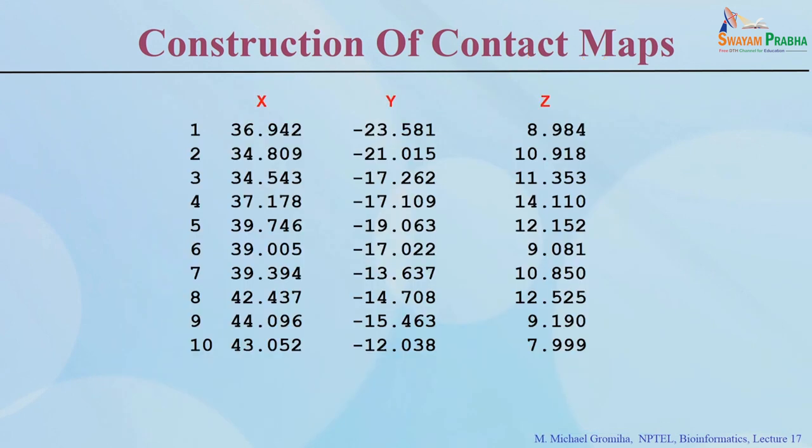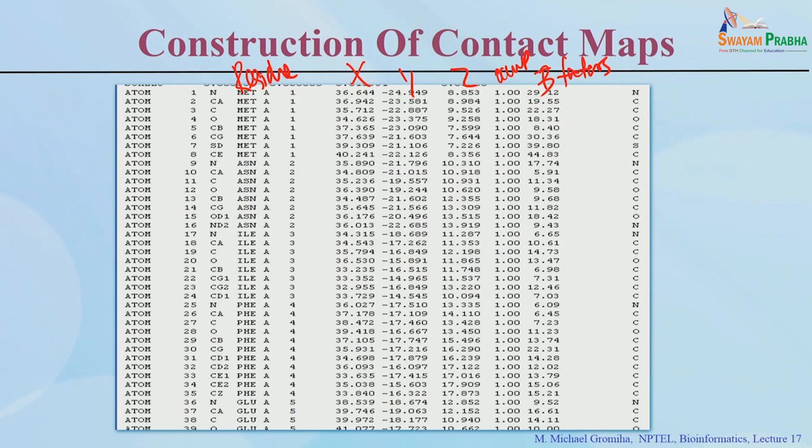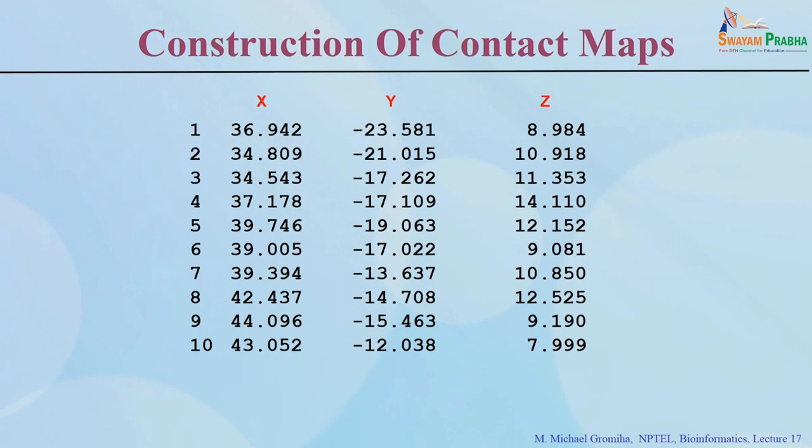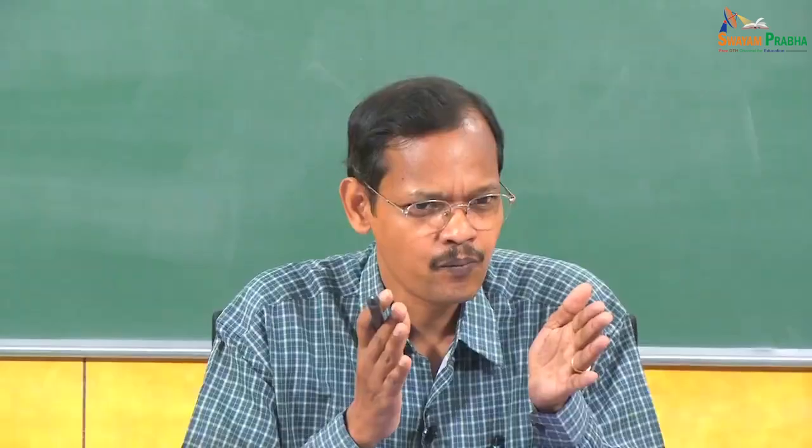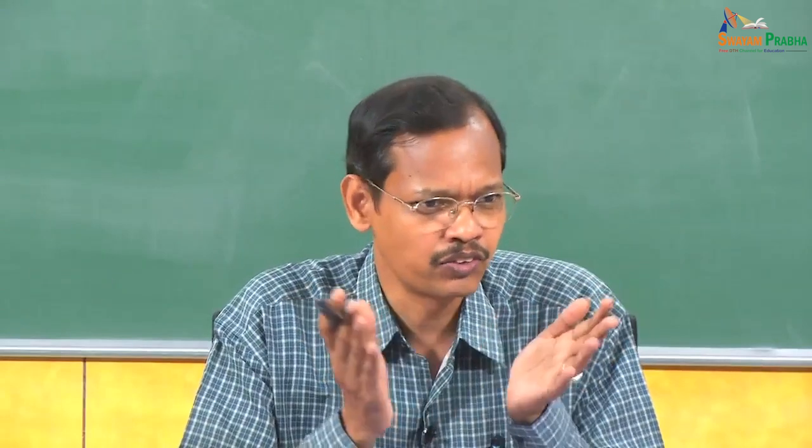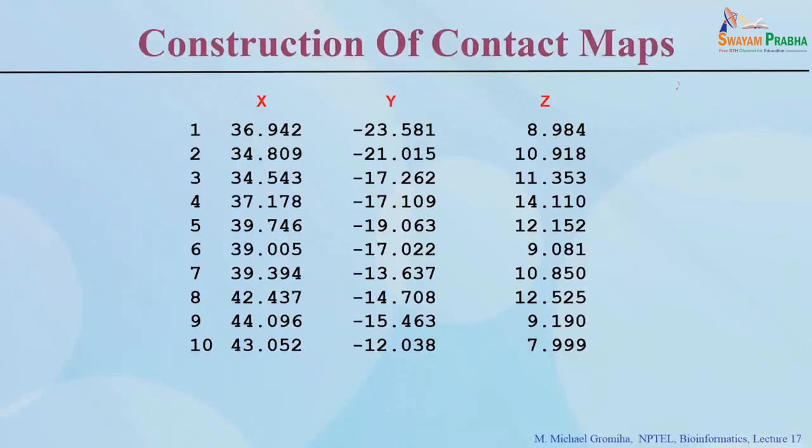For example, I show the coordinates, these X, Y, Z coordinates. These are the C alpha atoms, because I extracted the C alpha atoms from here. This one is 36.942. Here the coordinate is 36, -23, and -8. I extracted all the C alpha atoms. In this case, which distance is better to define? 6 to 12 angstrom, 6 to 14 angstrom. I use a distance of 8 angstrom, because these are the C alpha atoms, and you can construct the maps.